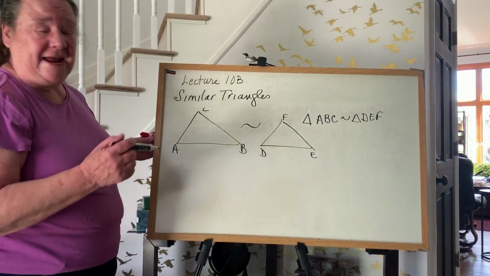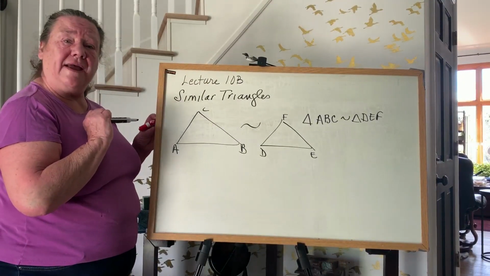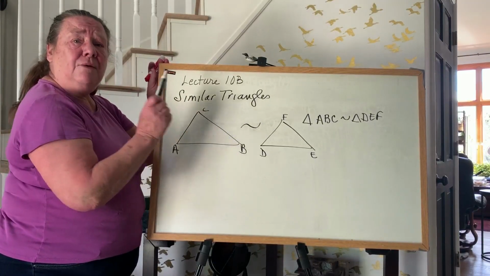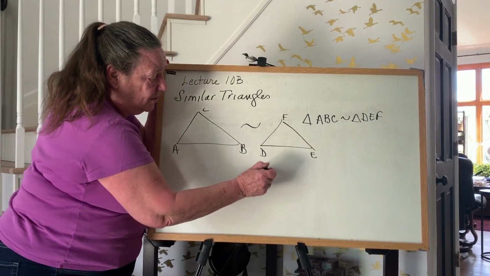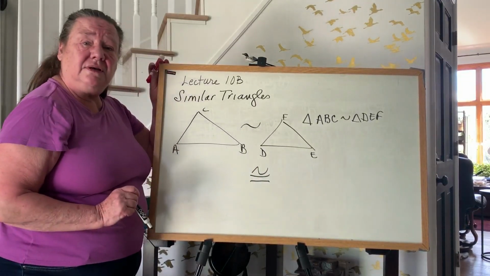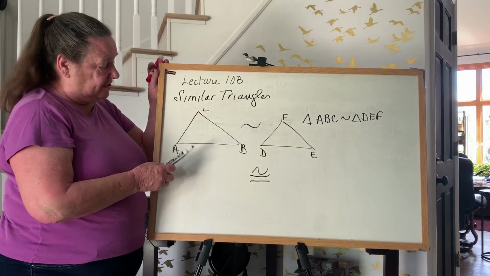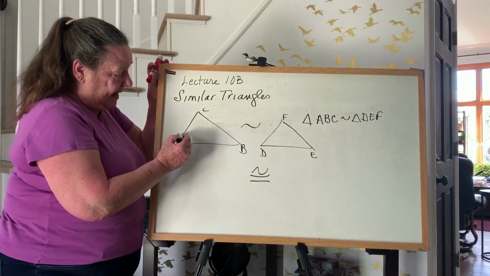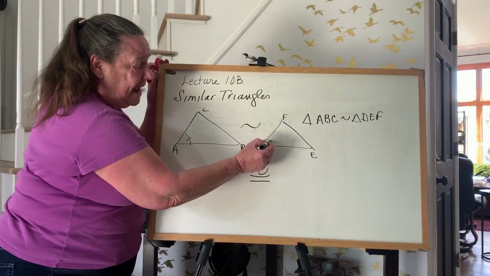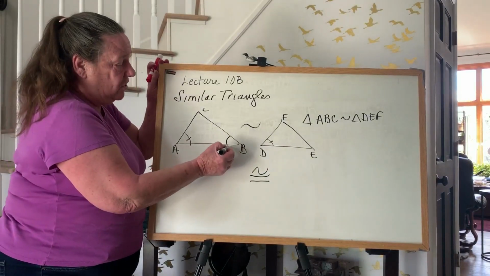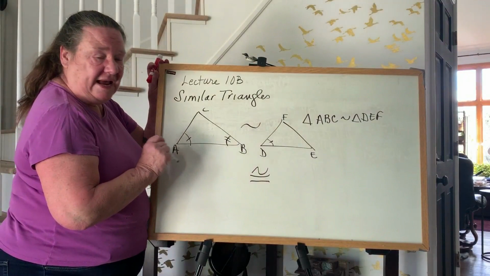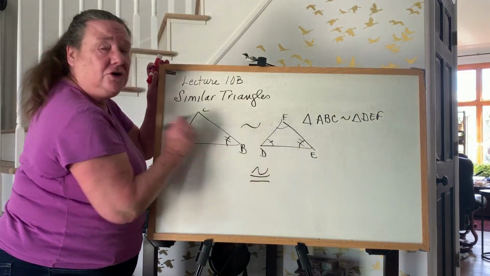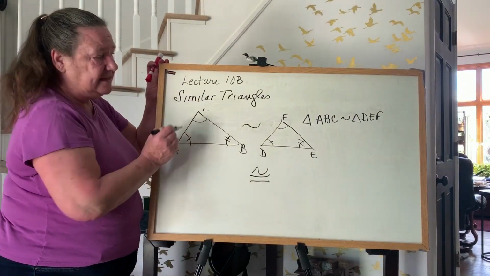Okay, but today we're going to talk about similar triangles. This is the symbol for similar, which is different than congruent triangles. A similar triangle just says that the angles are all the same. So angle A is the same as angle D. Angle B, 2 slashes, is the same as angle E. And angle F, no slashes, is the same as angle C.